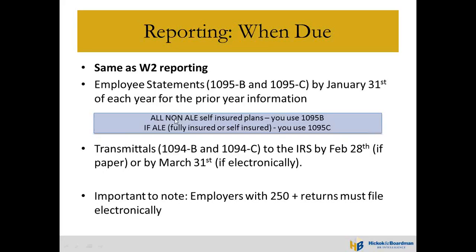So all non-applicable large employers who have self-insured plans, again, this probably won't apply in Vermont, would use this 1095-B form. An applicable large employer, whether they're fully insured or self-insured, is going to use the 1095-C, with the understanding that if you are self-insured, you fill out all three sections. If you're fully insured, you only fill out sections 1 and 2.